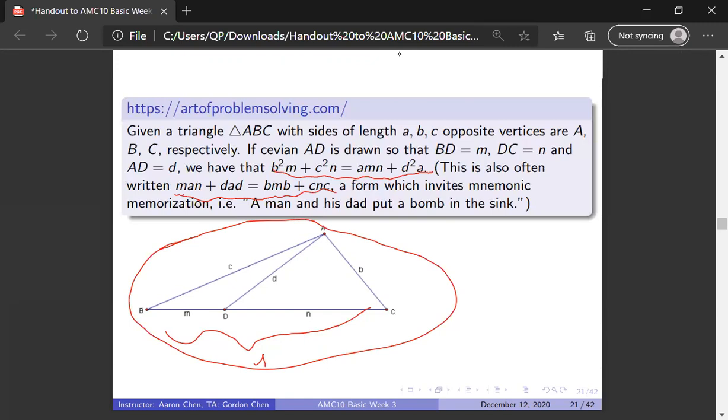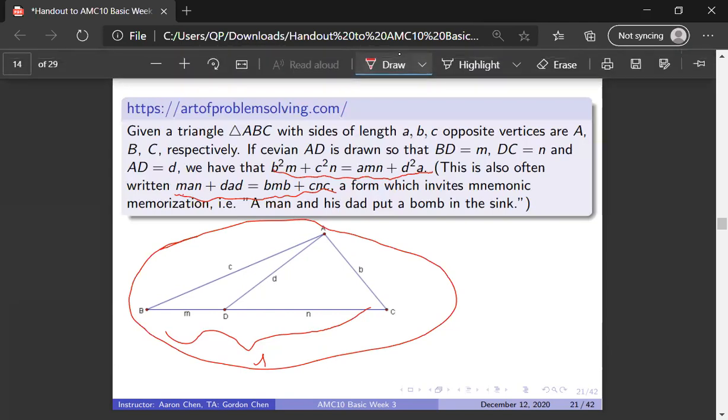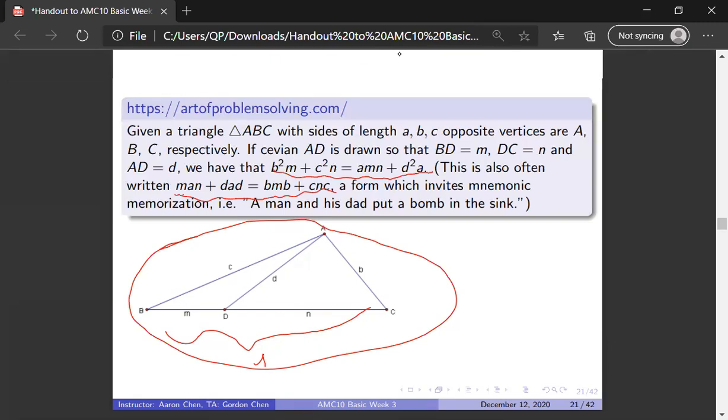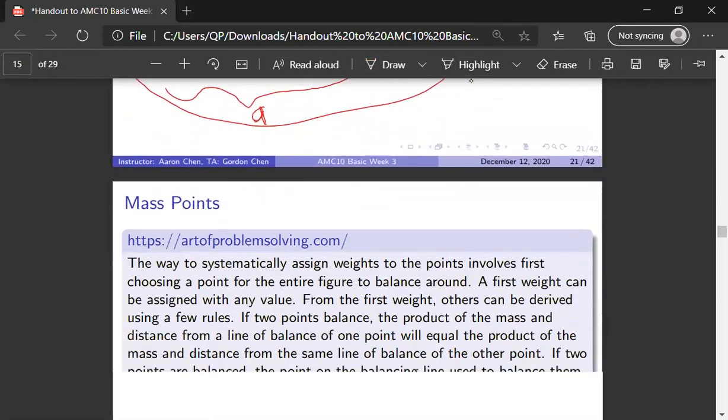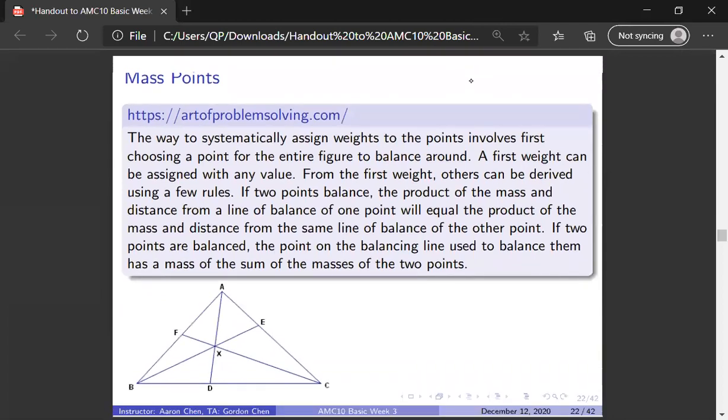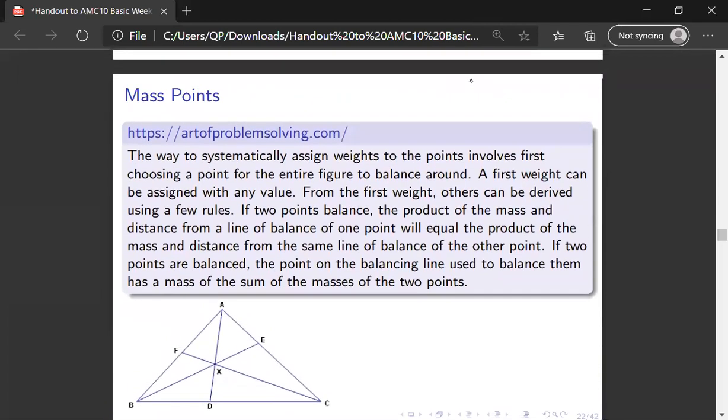So really the hard part for Stewart's, memorizing Stewart's, is that you need to memorize where a, b, c, d, and m and n correspond to. Oh, that's a bad A. Anyways, yeah. And there's a couple of proofs for Stewart's, but they're all pretty long or complicated. And so, mass points.